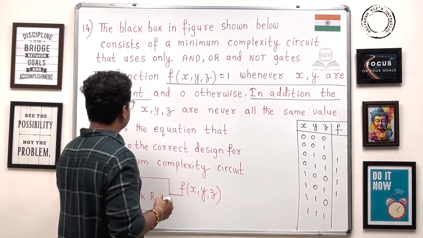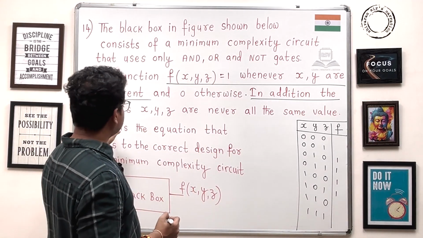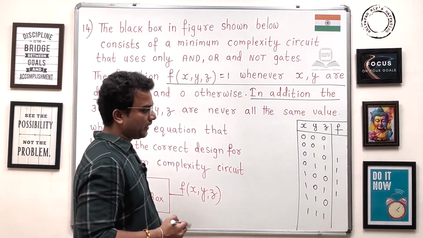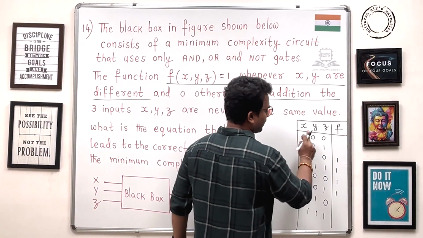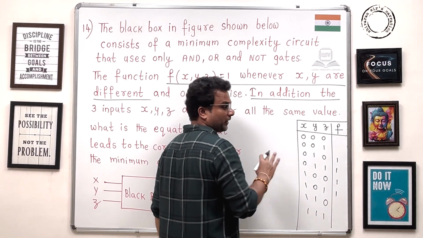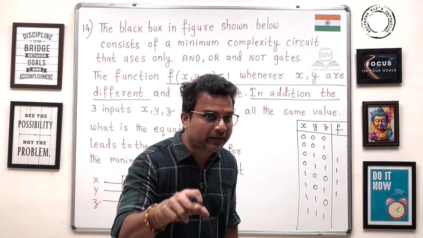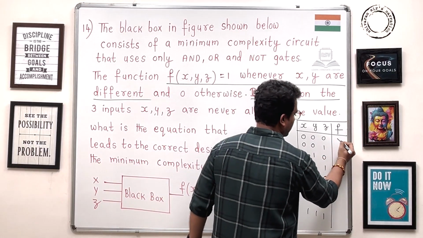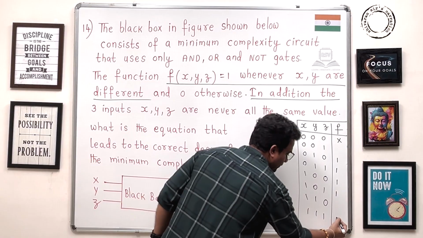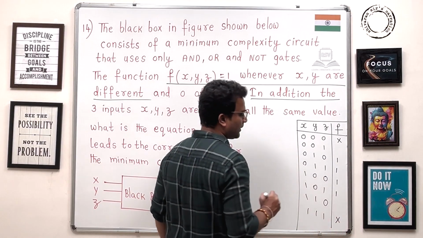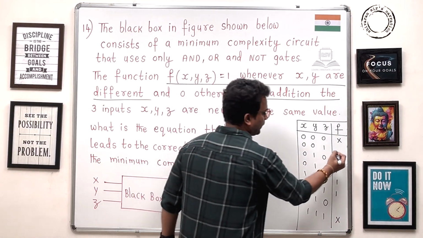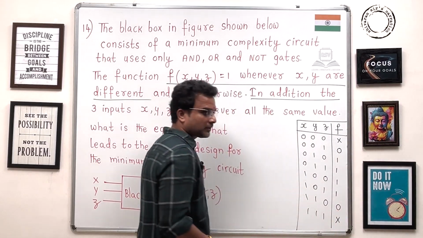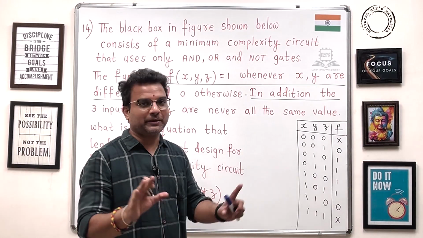In addition to that, the 3 inputs x, y and z are never all the same values. So they told us they are never all the same values. If it never happens, it can be considered as don't care. Hence, this will be don't care, and this will be don't care, where all are the same values. The remaining won't happen and that is equal to 0. That's it. So the first crucial step is completed.